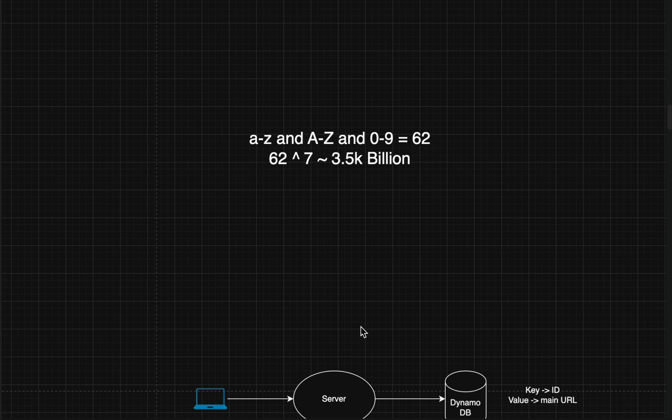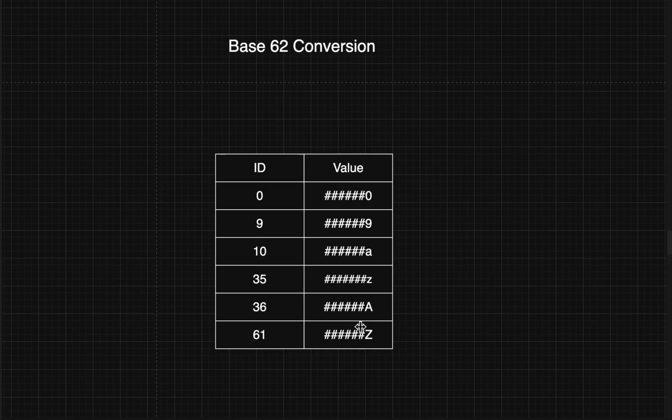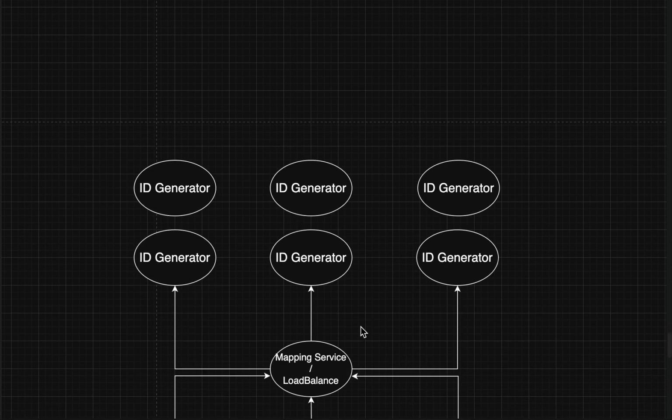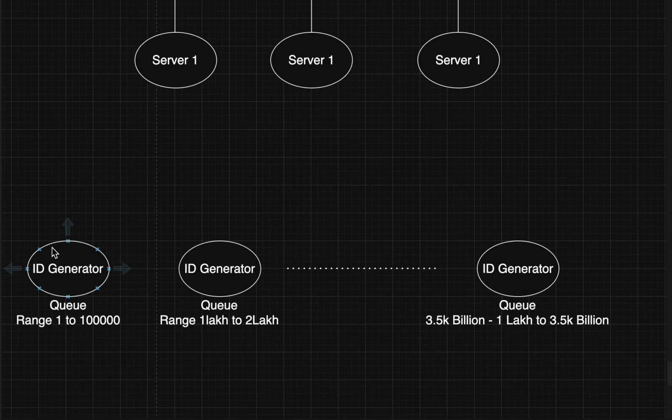So what if we calculate these IDs at the start only? If we give different ID generators different responsibilities, like this ID generator will give values from 1 to 1 lakh only. It will maintain a queue, and each time a request comes, one ID will be popped out. The first request comes, one is popped out, now two, then three. Like this, the ID generator is popping out values from its range.